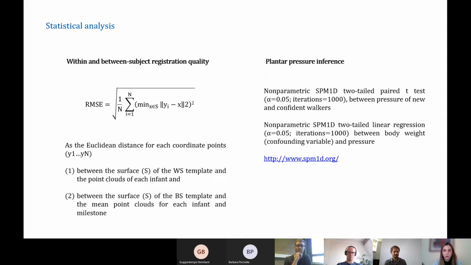For the main plantar pressure inference, we performed a non-parametric SPM1D paired t-test between pressure data of infants at the two different milestones. And then we also performed a non-parametric SPM1D linear regression between body weight and pressure. You can find these statistical packages at this link if you're interested.